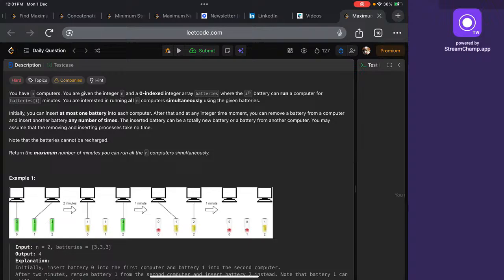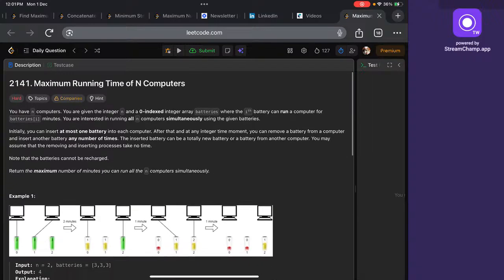We are back again, and we will be coding today. It will be this hard problem: maximum running time of n computers.